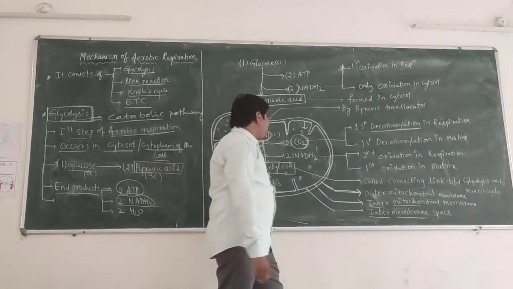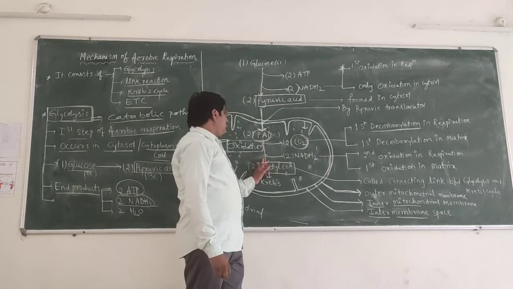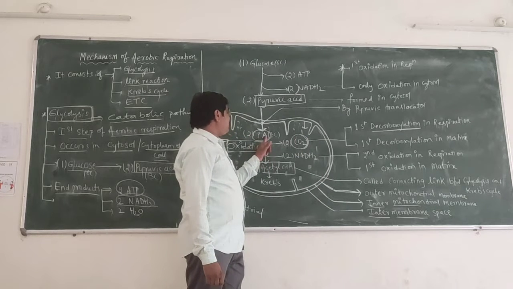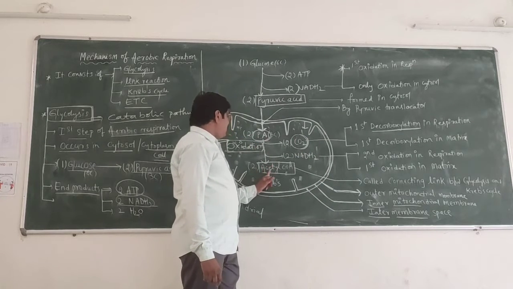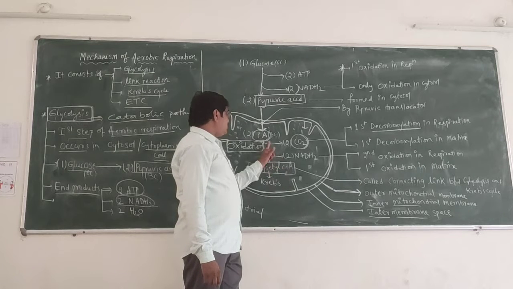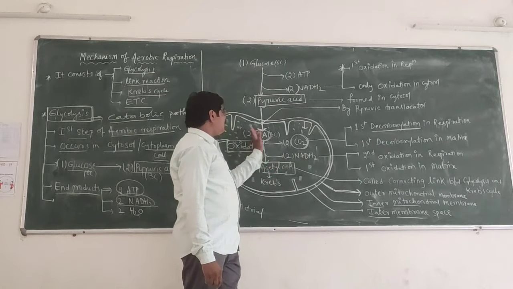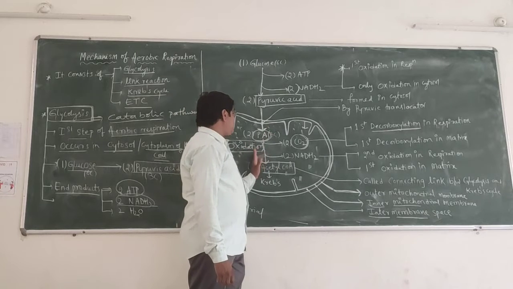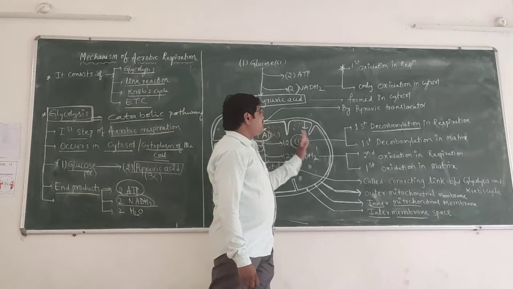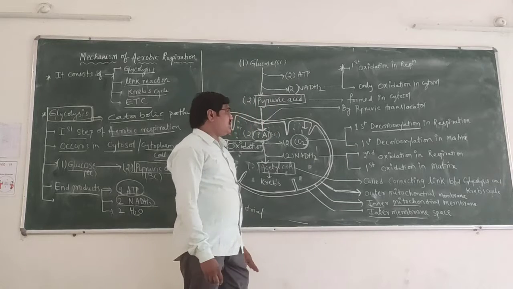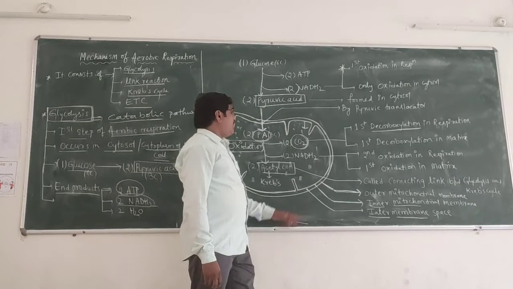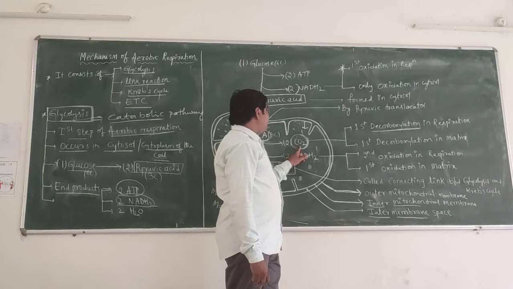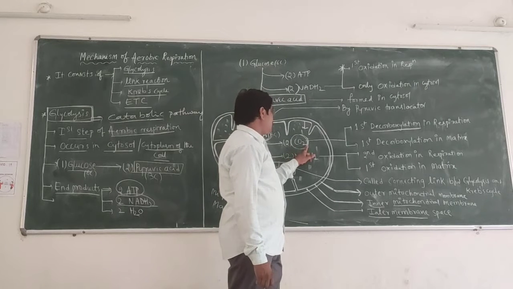Oxidative decarboxylation. In this link reaction, the two molecules of pyruvic acid are converted into two molecules of acetyl-CoA. This reaction takes place in the mitochondrial matrix. During this reaction, oxidation as well as decarboxylation occur. Here two molecules of carbon dioxide are released.